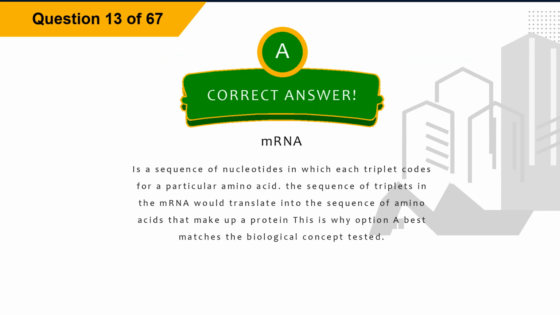Explanation: mRNA is a sequence of nucleotides in which each triplet codes for a particular amino acid. The sequence of triplets in the mRNA would translate into the sequence of amino acids that make up a protein. This is why option A best matches the biological concept tested.